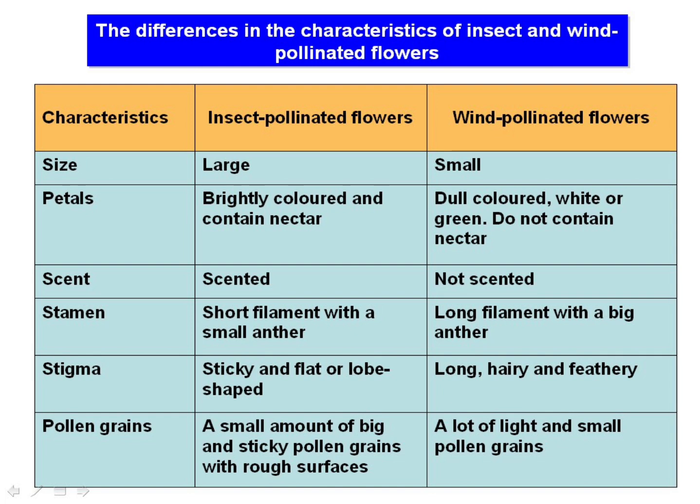Insect pollinated flowers have short filament with small anther, whilst wind pollinated flowers have long filament with big anther. For insect pollinated flowers, the stigma is thick and flat in shape, whilst for wind pollinated, the stigma is long, hairy and feathery. In insect pollinated flowers, we are going to have a small amount of pollen grains, whilst in wind pollinated flowers, we are going to have a lot of light and small pollen grains.